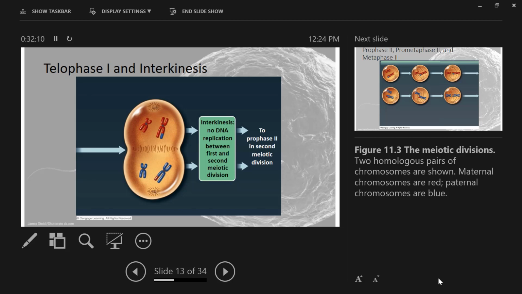But in a real cell, you'd have 23. You started with 46, and then after this you would have 23 in each cell. Now each of those 23 chromosomes would have 2 sister chromatids following this, but yes, you'd have 23. But that's a lot of chromosomes to fit into an image. But it does it in your cells.